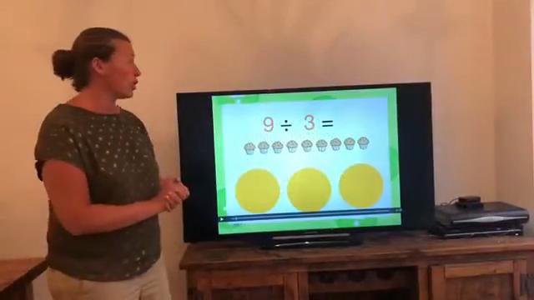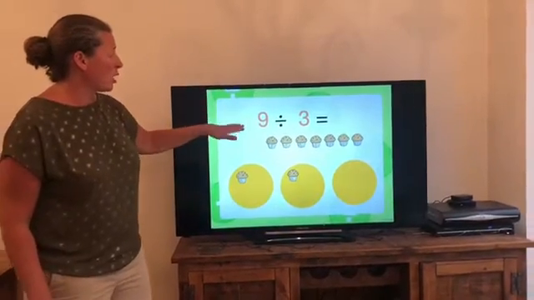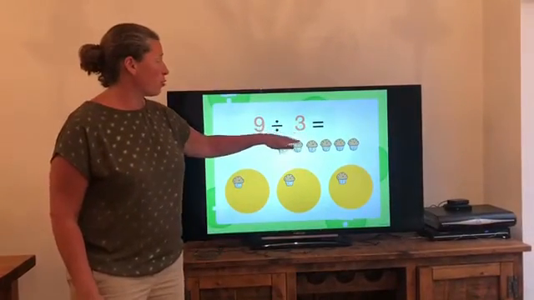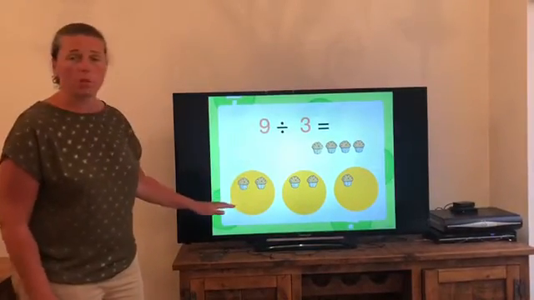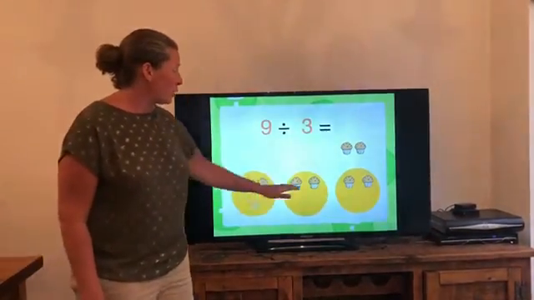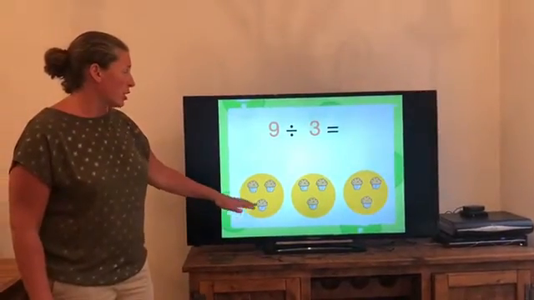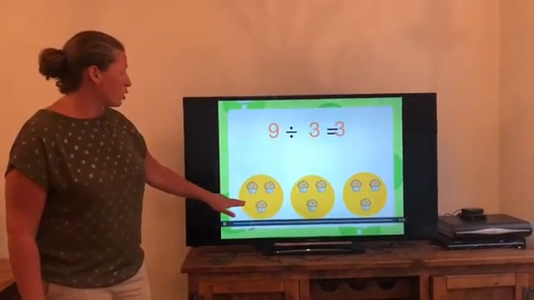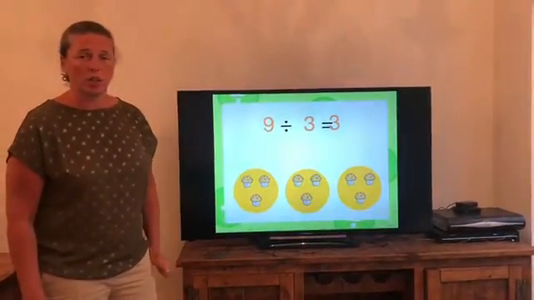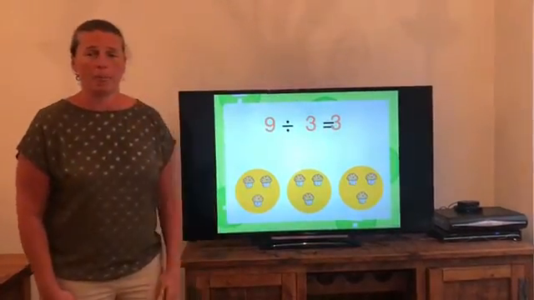So now what we're going to do is look at some examples. So here we have 9 muffins and our sum is 9 divided by 3. We need to try and work out the answer. As you can see, the muffins are being shared equally amongst our 3 children. The way we will find out the answer is how many muffins are in each circle. We now know that there is 3 muffins in each circle. So 9 divided by 3 equals 3.